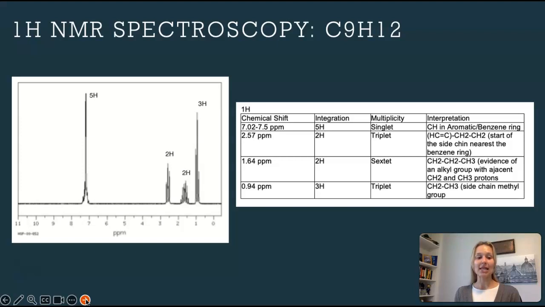Finally, the last peak at 0.94 ppm indicates our methyl group of 1 carbon and 3 hydrogens with a split of 1,2,1 triplet because of the adjacent CH2 protons.